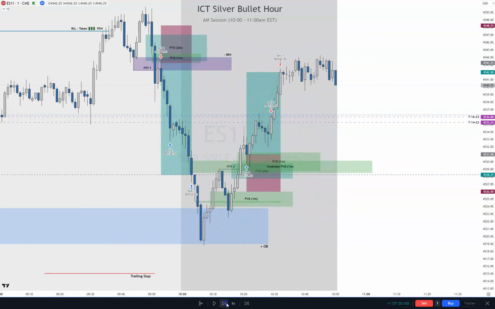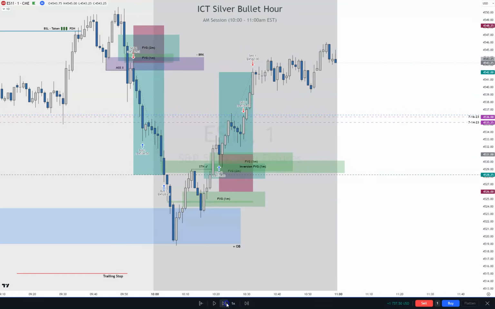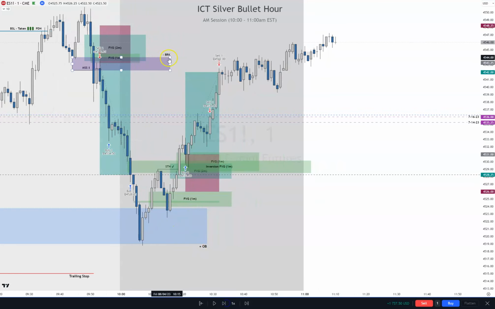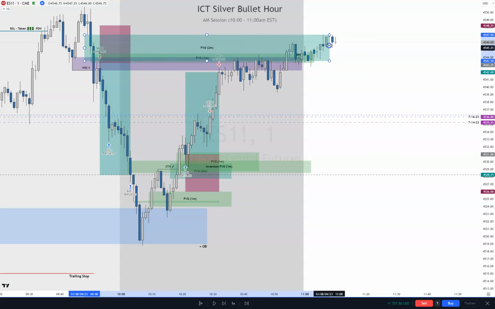Just go higher, keeps going higher. Hesitates right there. It's got a lot of PD rays to go through, right? So you've got this breaker block that it's coming through. You've got the 1 minute fair value gap is now becoming an inversion. You're now struggling with the 2 minute PD fair value gap here.